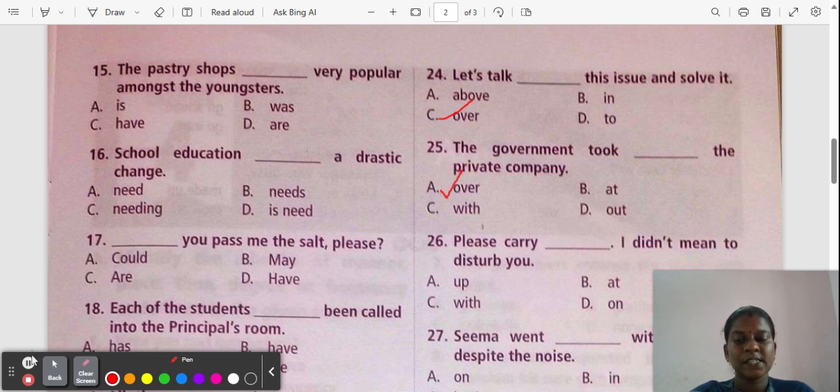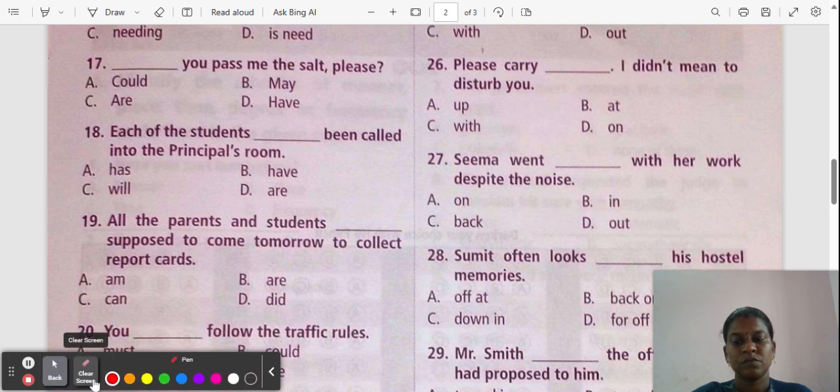Question number 26. Please carry dash. I didn't mean to disturb you. Please carry means ask to continue the process. Option A, up. Option B, at. Option C, with. Option D, on. Please carry on. Option D, on, is the correct answer. Please carry on. I didn't mean to disturb you.